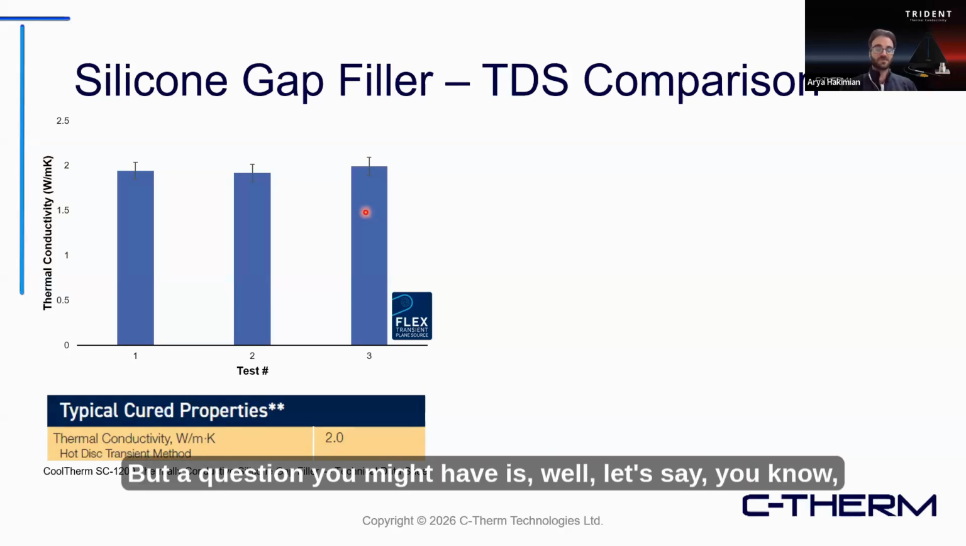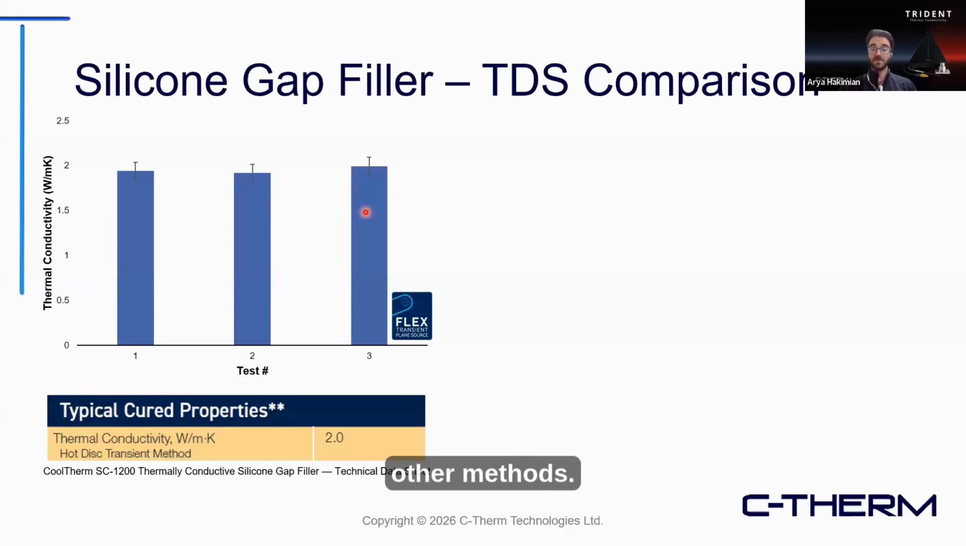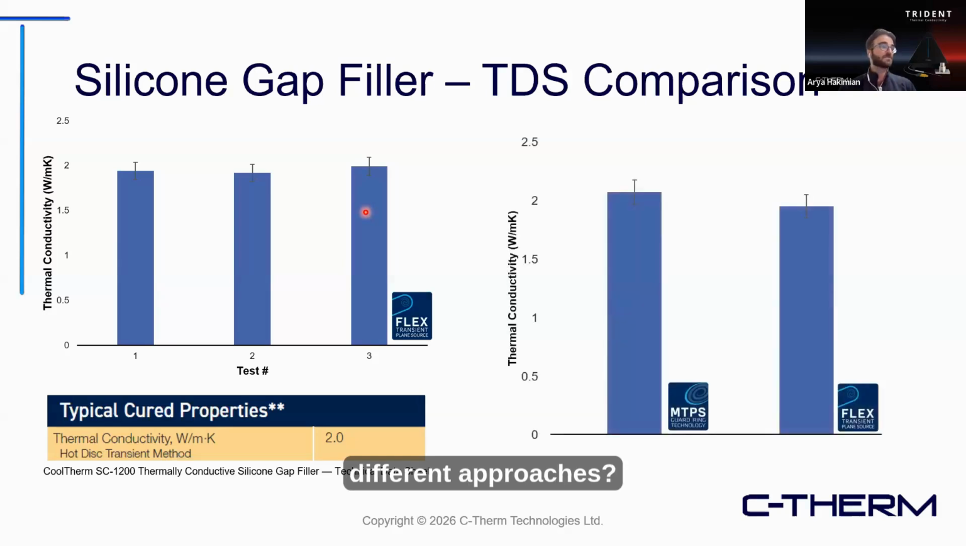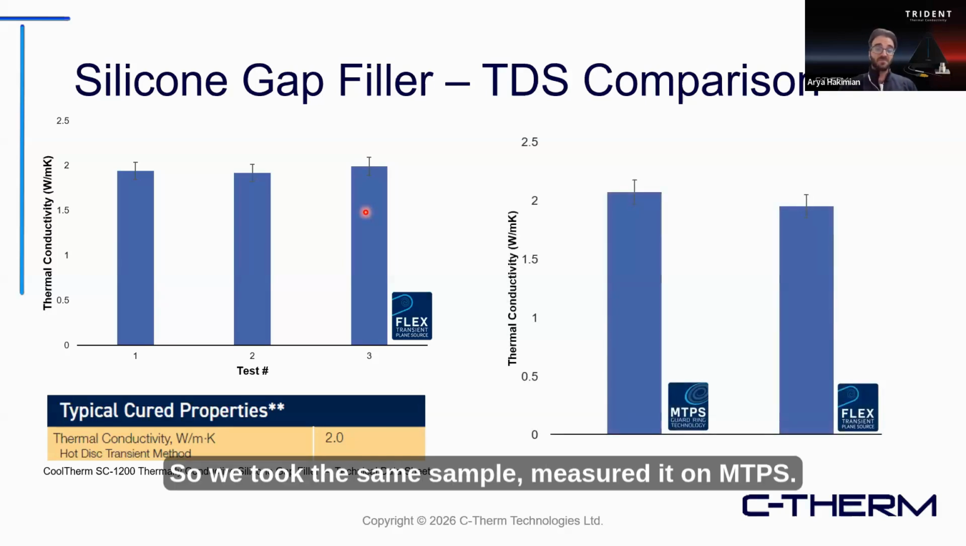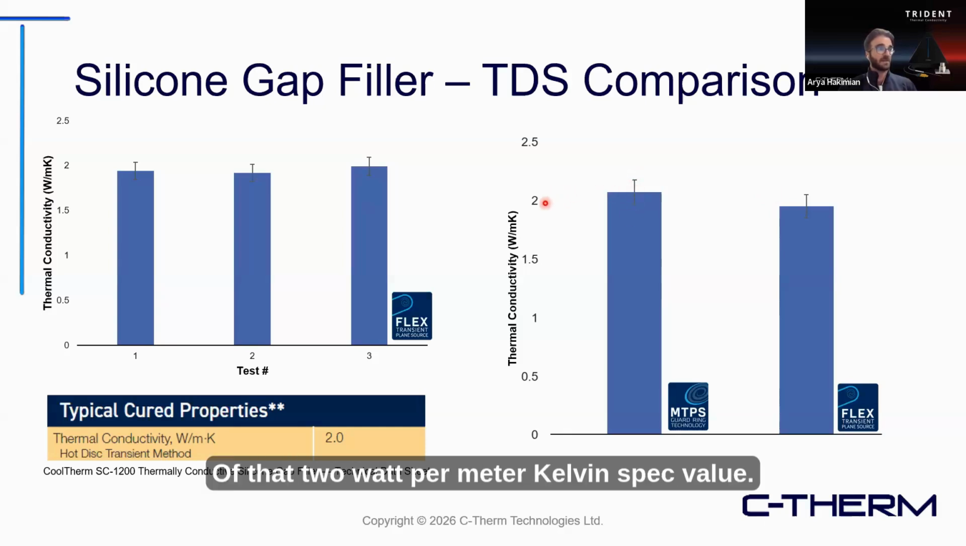But a question you might have is, let's say we're talking about TIMs on MTPS and TIMs on TPS, or even some other methods. How do you compare different methods, different approaches? So we took the same sample, measured it on MTPS. As you can see, there's a slight shift up here, but still within that plus minus of that 2 watt per meter Kelvin spec value.